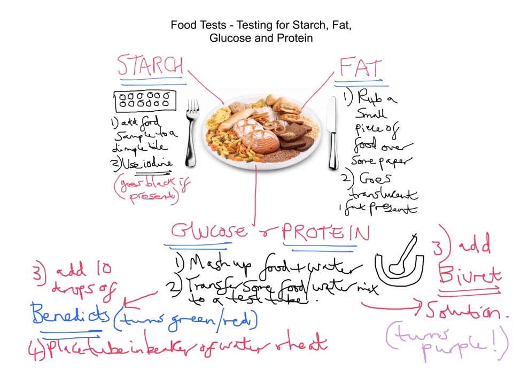And for protein, we're going to mix that food and water again, but this time add a Biuret solution made up of sodium hydroxide and copper sulfate solutions. So we can do that ourselves. Wait a couple of minutes, and if it turns purple, then there's protein in the food. So there are 4 basic food tests.